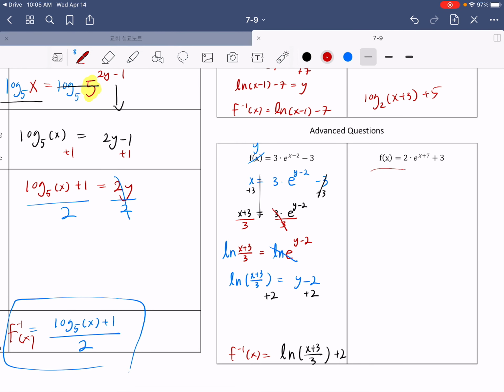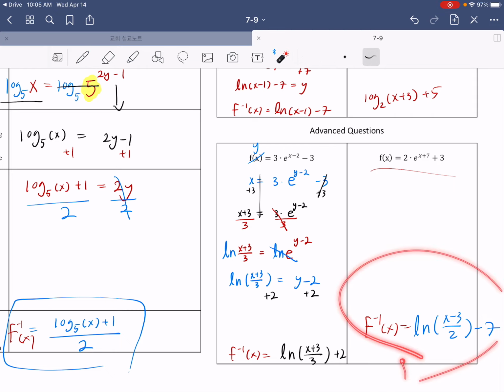So try this question by yourself. Most likely you will get, let's see, what am I gonna get? Let me try to do mental math. It's gonna be what? Natural log of (x minus 3)/2 minus 7. Okay? Don't be like me. Don't try to do this mental math. All right? You can do it by yourself.